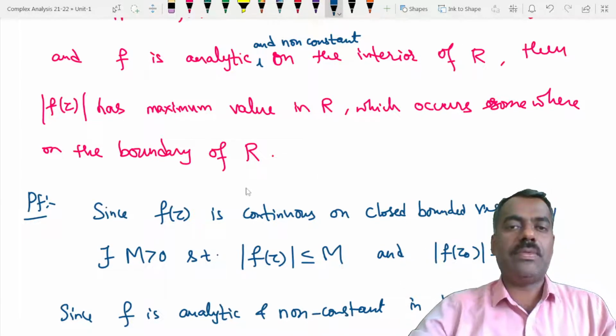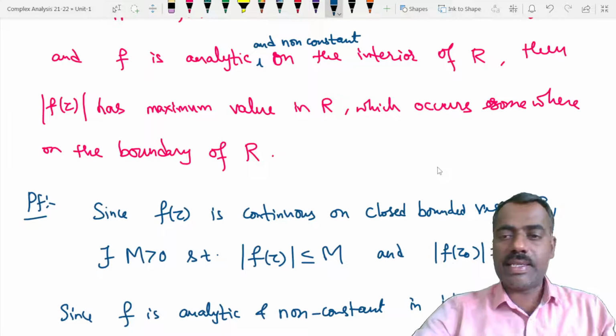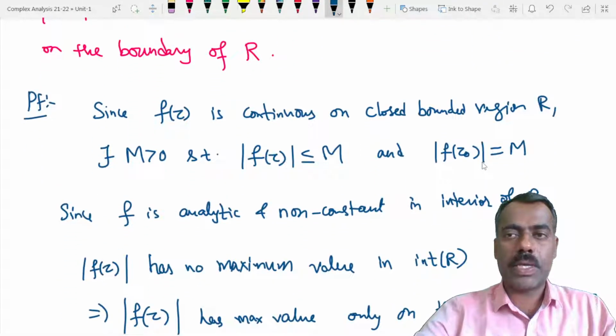So this is about the maximum modulus principle. Next class we'll see some other properties of analytic functions. We'll stop here.